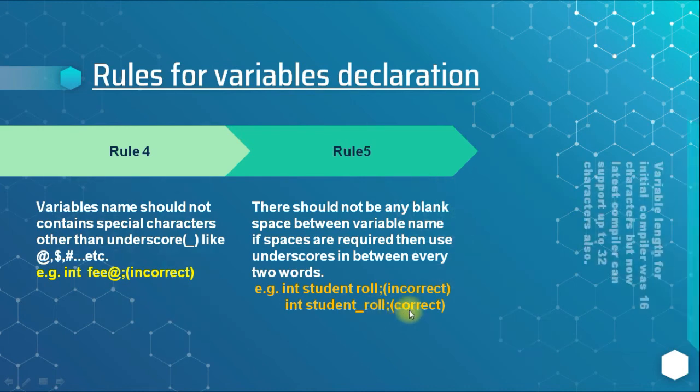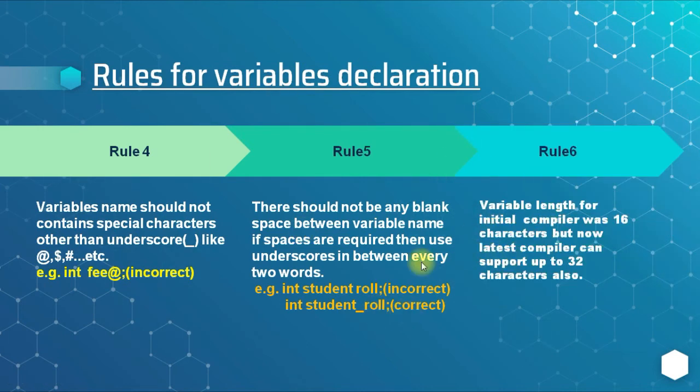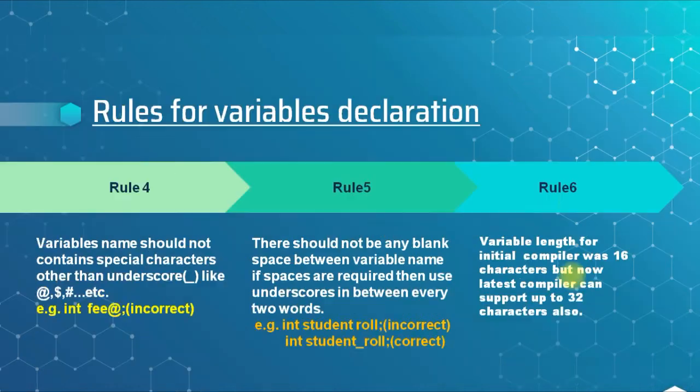Next rule is variable length. For initial compilers it was 16 characters, but now the latest compilers like the GCC compiler can support up to 32 characters, or more than 32 characters also. So these rules must be followed while declaring any variable in C language. Not only in C, they are required for C++, Java, .NET, and Python also.